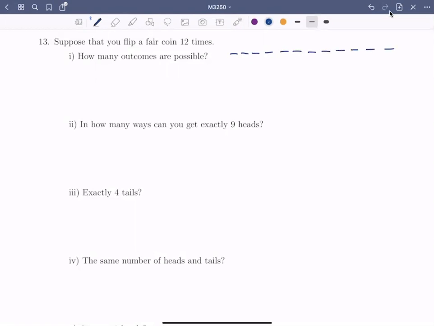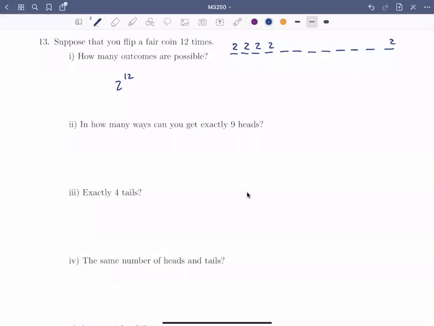We can think of flipping a coin 12 times or flipping 12 coins. And then each of these is going to have two possibilities, heads or tails. So altogether, just using the straightforward product rule, there's going to be 2 to the 12 possibilities. Okay, so there's 2 to the 12 outcomes.